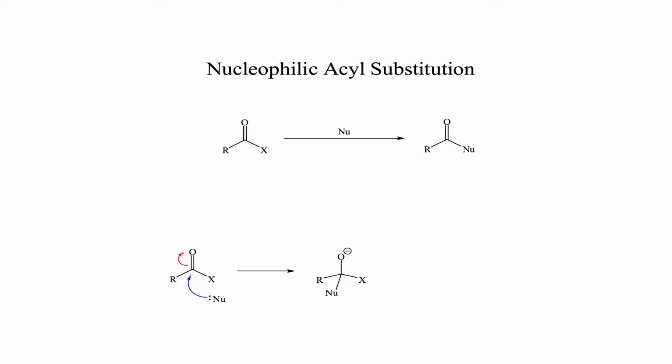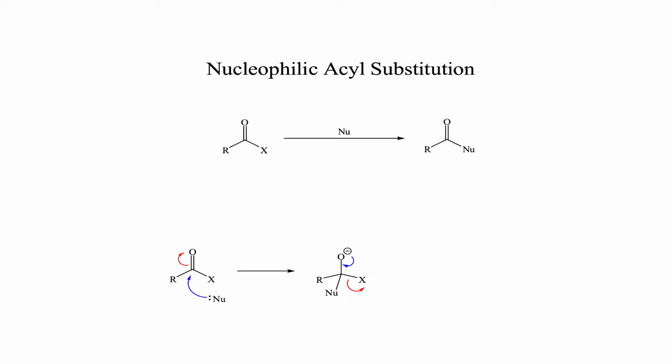At this point, we change directions from what we saw for aldehydes and ketones, because at this point we actually have the possibility of reforming the carbonyl. If we use the lone pair on the oxygen, the anion, the negative charge, to come back in and reform the carbonyl, we would end up displacing either the nucleophile or the X group, the leaving group.